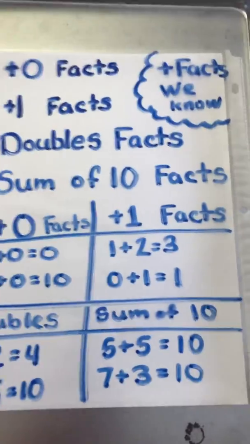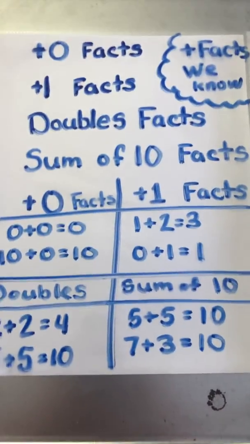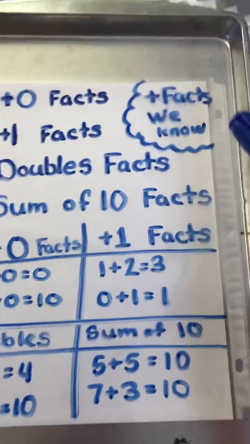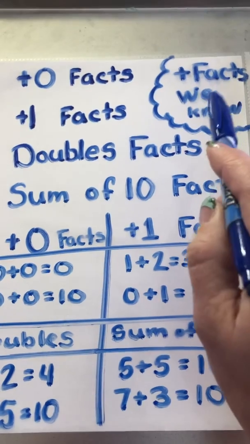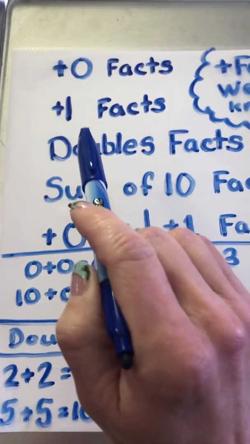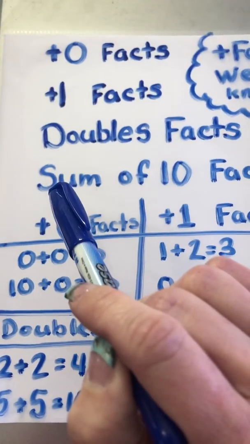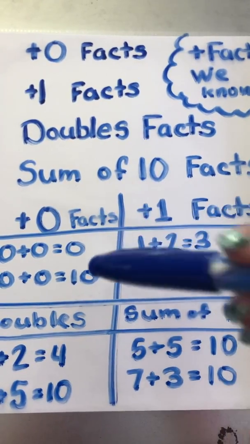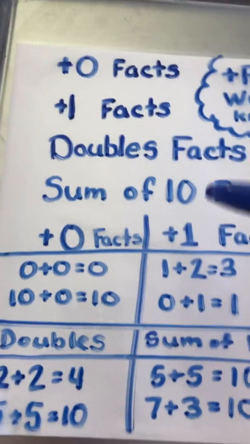We are going to quickly review all the first grade types of addition math facts that we know. So far this year, these are all of the addition facts that we know. We talked about different ways to group these facts into ones that we should remember and we should know fluently, which means quickly and accurately.